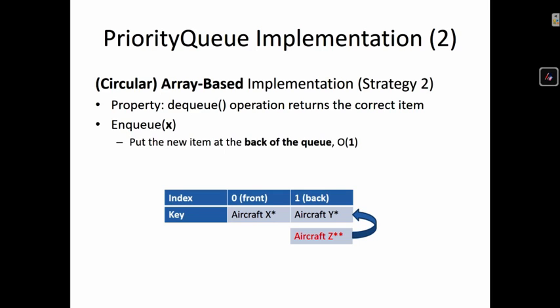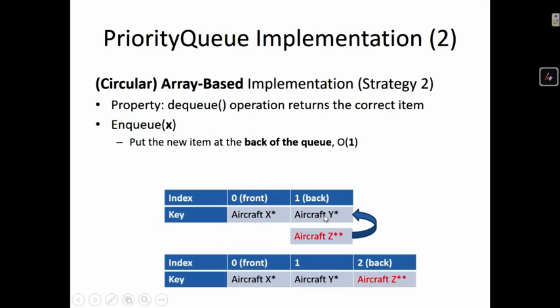So enqueue for this particular implementation or strategy is easy. You just take the new item and insert it at the back. So advance your back pointer, insert it at the back. So in this case, aircraft Z comes in, insert at the back.